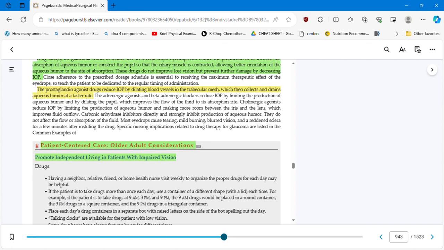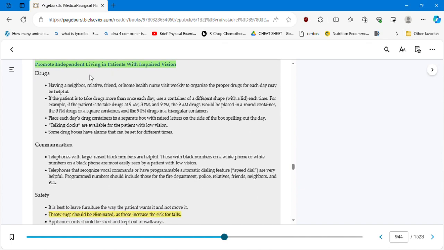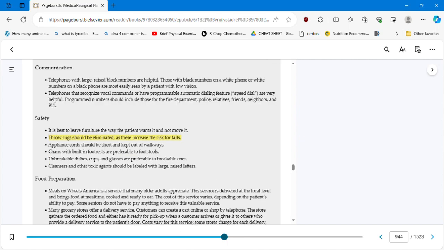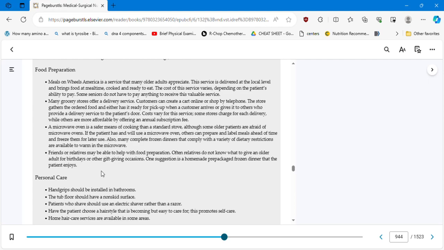Okay? Patient-centered care, older adult considerations: promote independent living with patients with impaired vision. You are going to teach about drugs and the importance of being compliant with these treatments. Communications with large telephones, safety. For example, throw rugs should be eliminated as these increase the risk for falls. All these considerations for the patient that is suffering from these conditions.